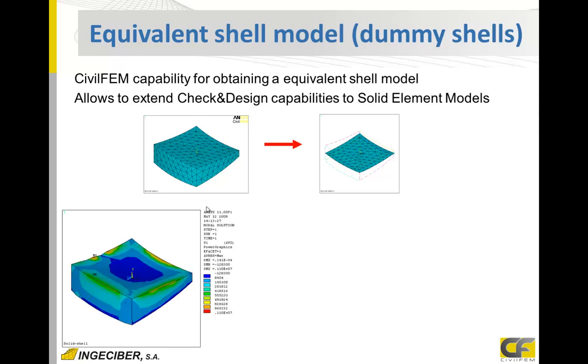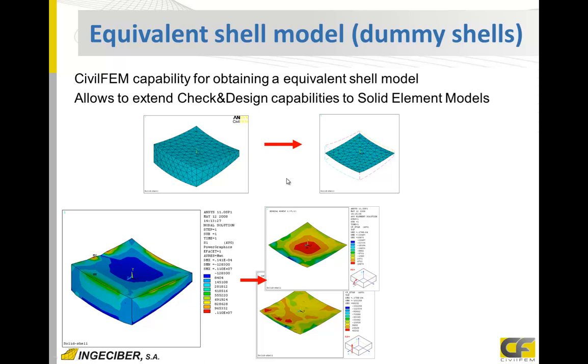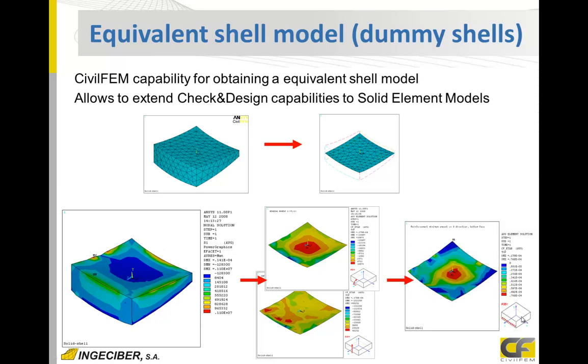So the procedure is that when solving, the solid element model gets stresses. These stresses are integrated in these dummy shells in the normal direction to these shells, and then we obtain forces and moments, bending moments, and in this case out of plane shear. And then once we have the equivalent dummy shell model, we get forces and moments. We can use those forces and moments to design and to obtain reinforcement amounts, as you can see here.